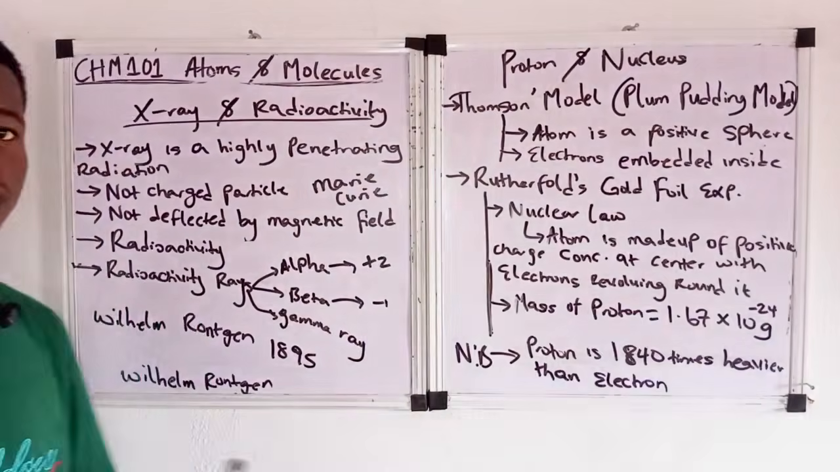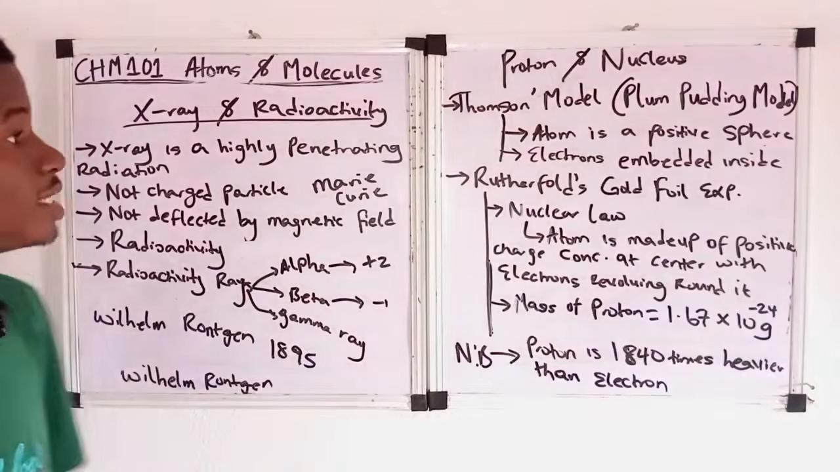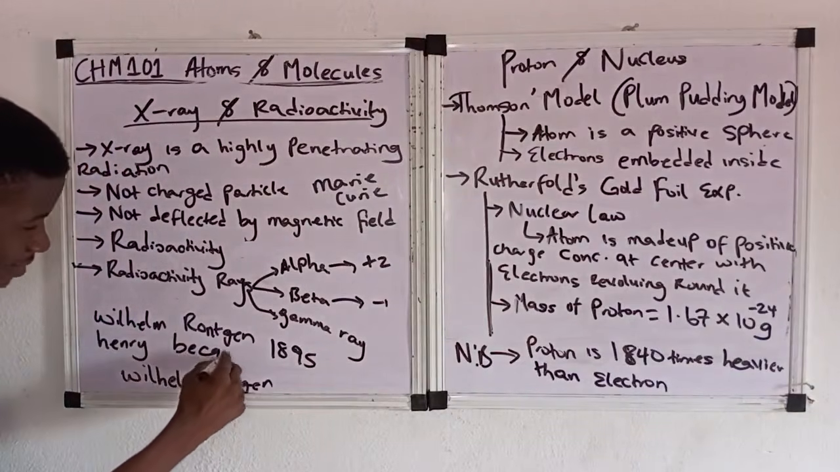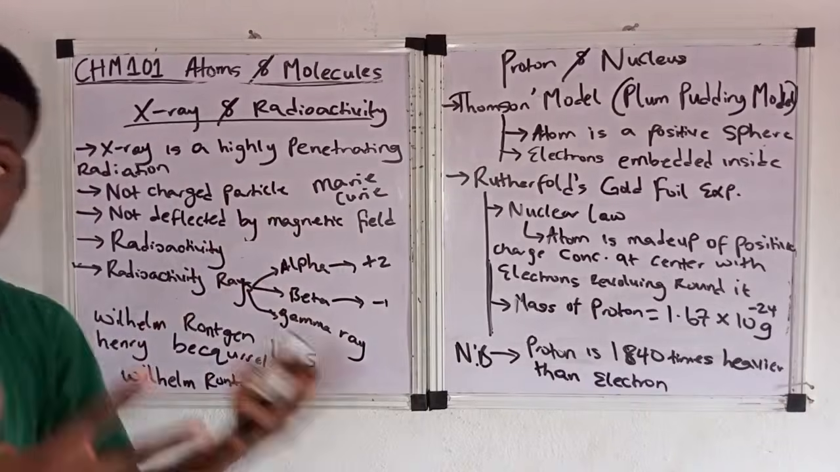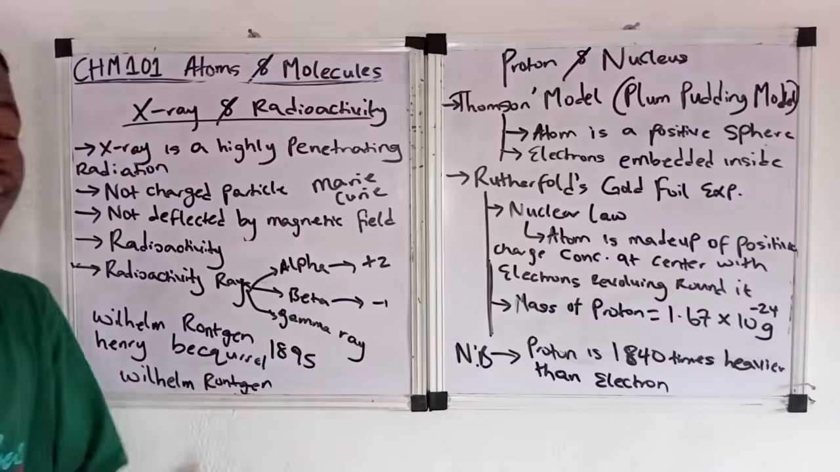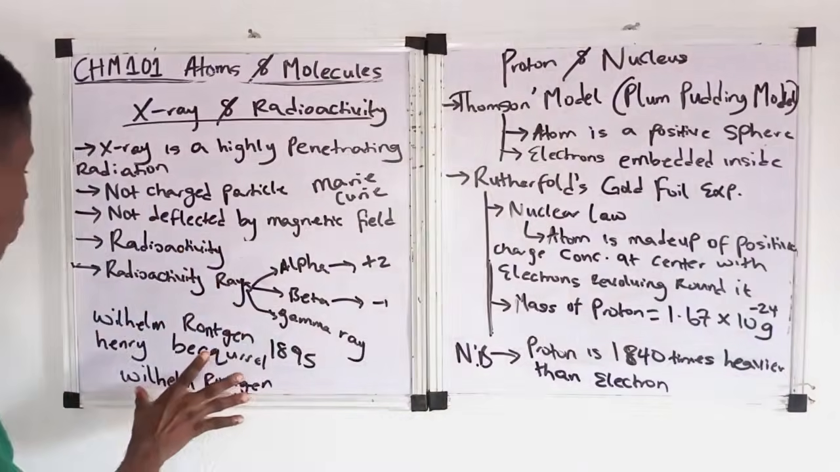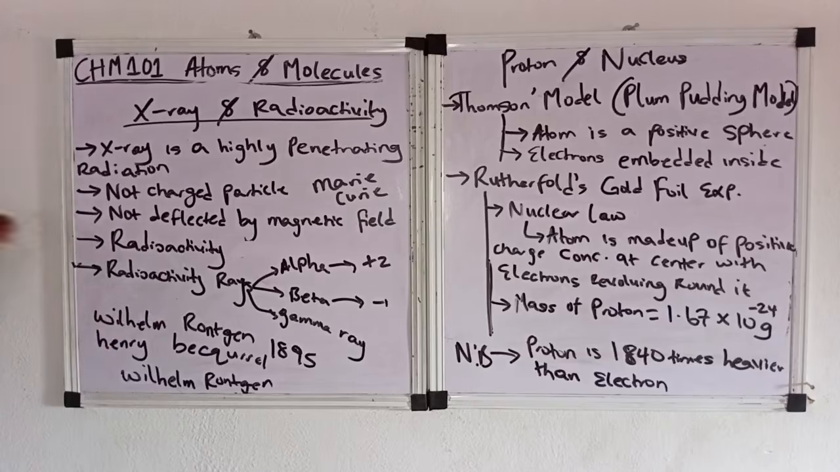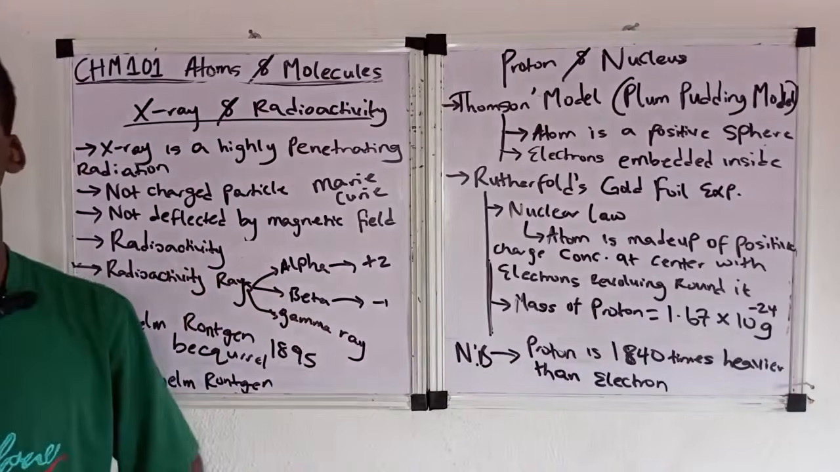Remember, radioactivity is the spontaneous emission of radiation by a radioactive substance. But the father of radioactivity is Henri Becquerel. Who gave that process the name radioactivity? Marie Curie. Who discovered X-ray? Röntgen, in 1895 or so.